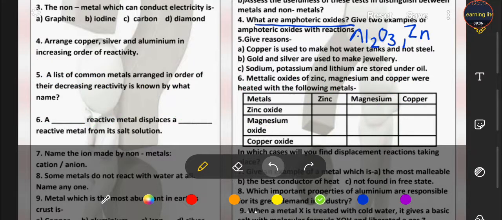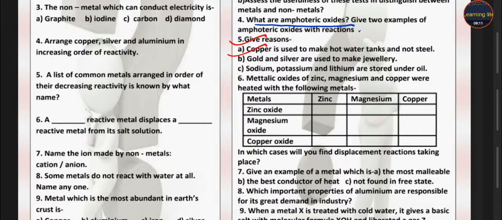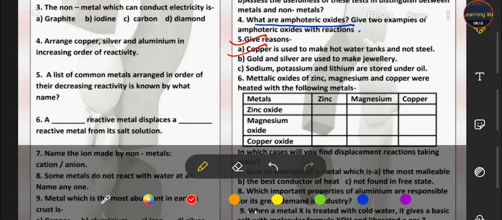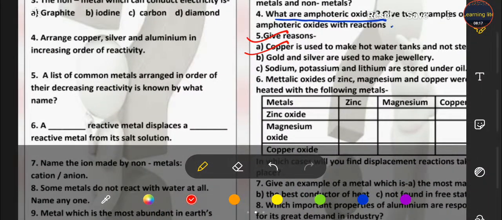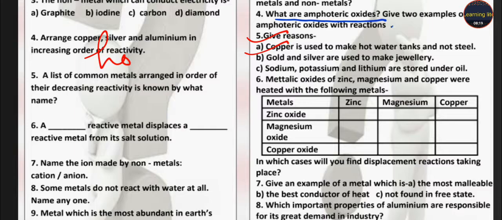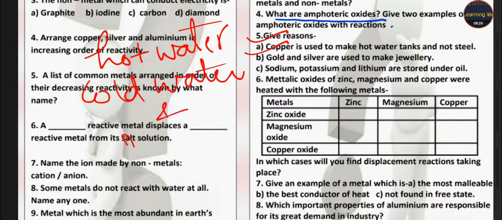Give reasons. Fifth question is give reason. First, copper is used to make the hot water tank and not steel. Why copper is used? Because copper does not react with the hot water, cold water and steam.